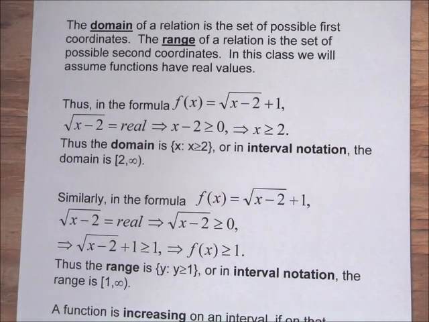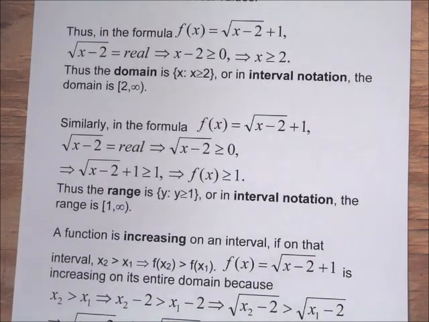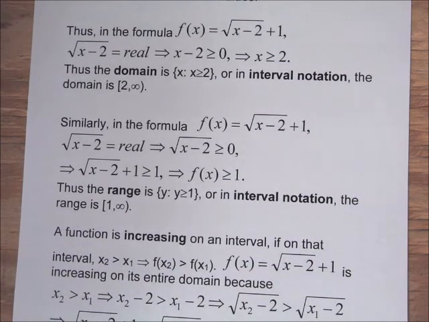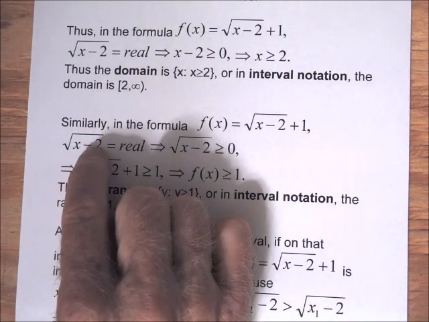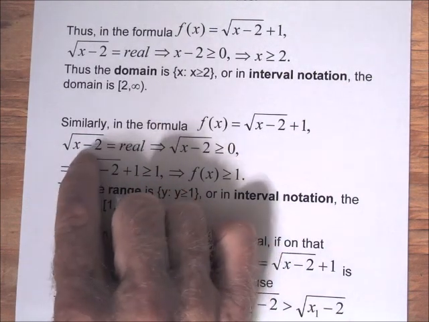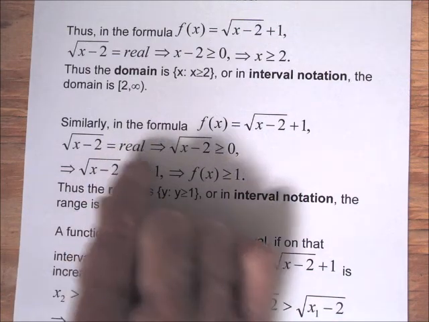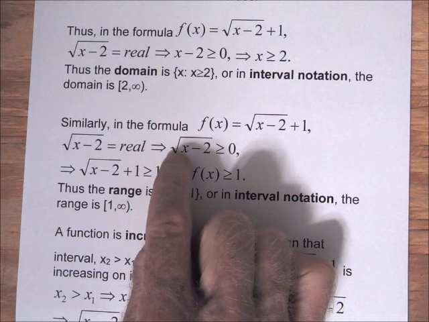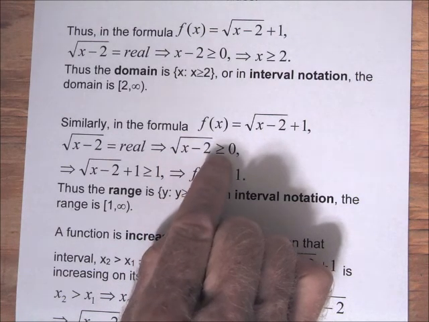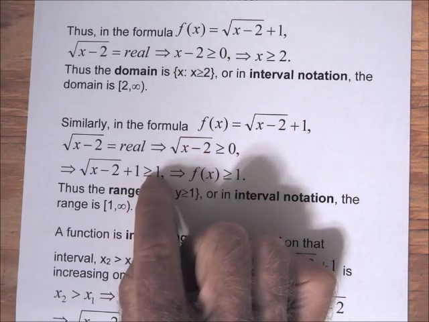And we can also make a similar argument for the range. So the square root of x minus 2, we're assuming the function is real valued. That means square root of x minus 2 is real, and that means it has to be greater than or equal to 0, because this symbol here means the positive square root. And if we add 1 to it, it means it has to be greater than or equal to 1.